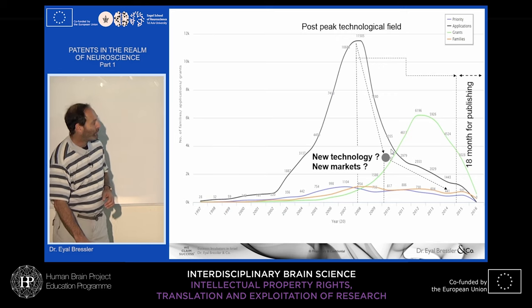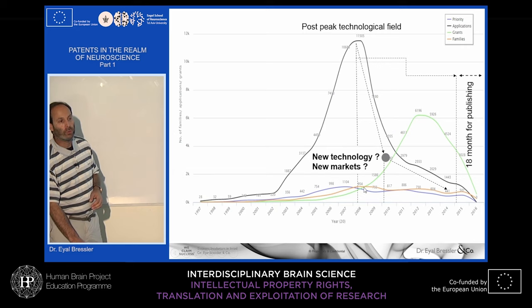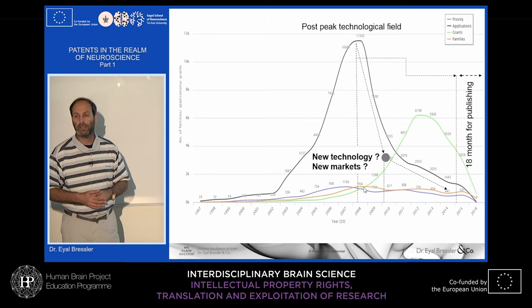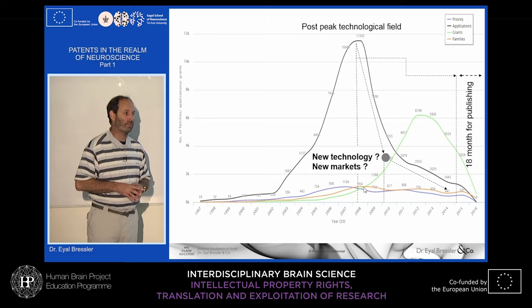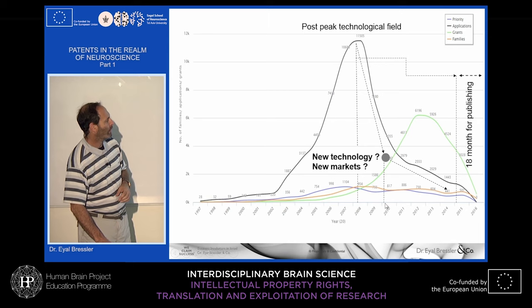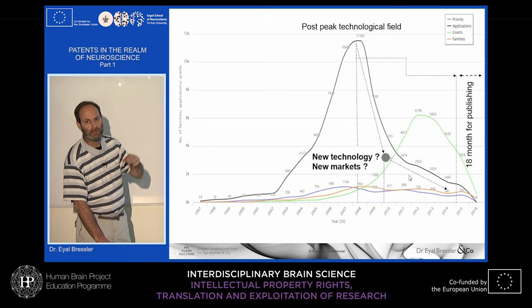Now we can try to explain why there are changes in the plot. Maybe because there are new technologies, a new generation of technologies. Maybe there are new markets. Maybe new regulations. I will not provide you with the answer for that. But you can see that a very precise reading of the results can show that something happened here. You can see the day it happened.